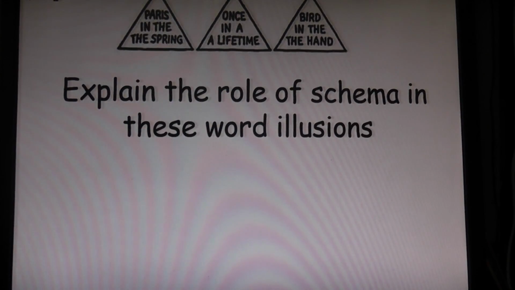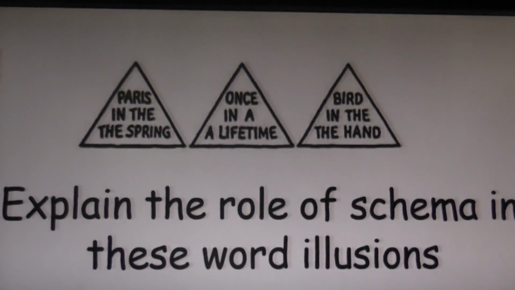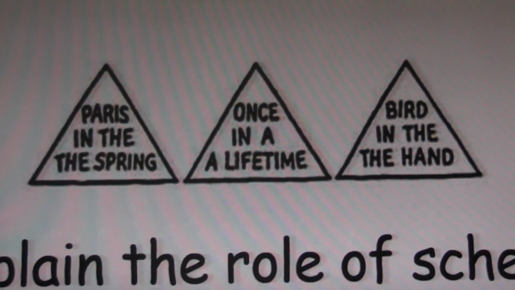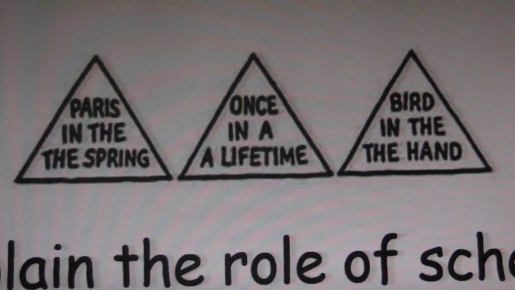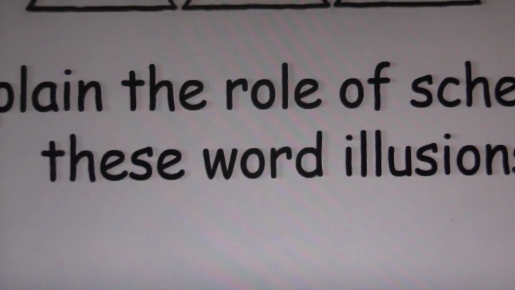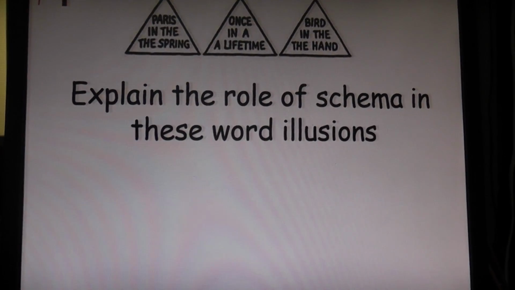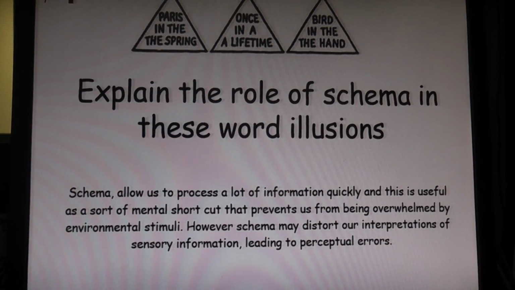You could be asked a question similar to this in the exam to explain the role of schema in these word illusions. And what happens is that we actually assume something to say what it says when it doesn't actually say what it says. And it's because we are used to seeing things and we miss things out. We fill gaps all the time, and again, this is one of the features of the cognitive approach. This is just as an introduction or a starter to what we're looking at in today's session.